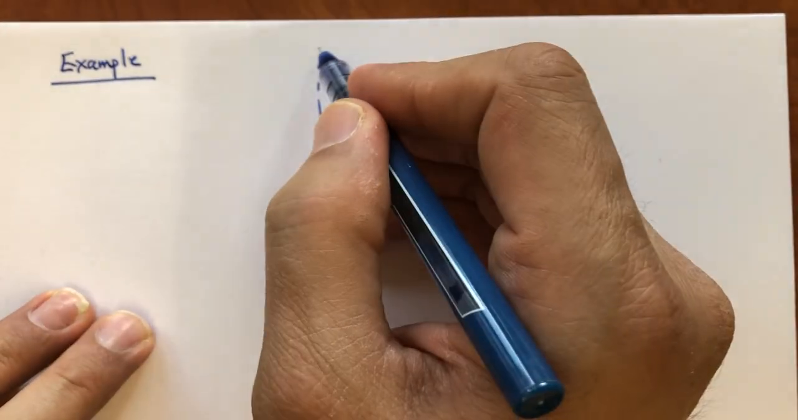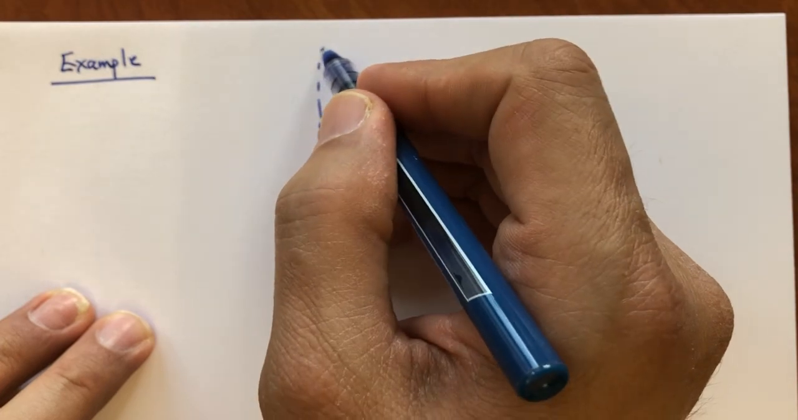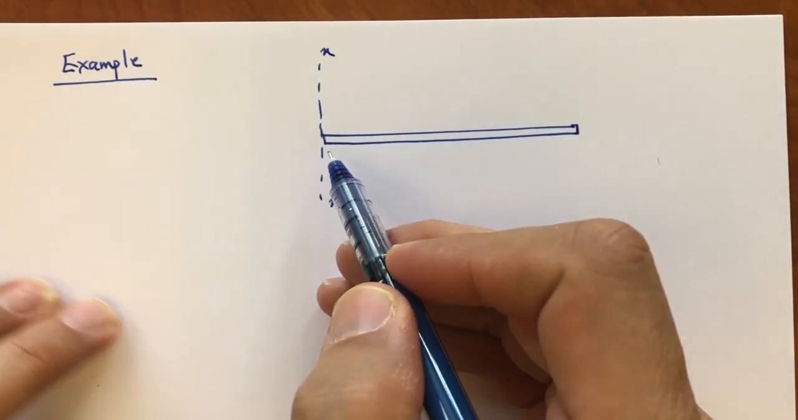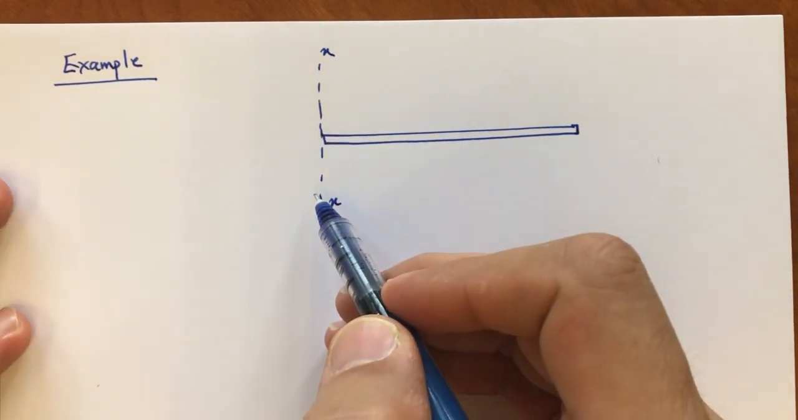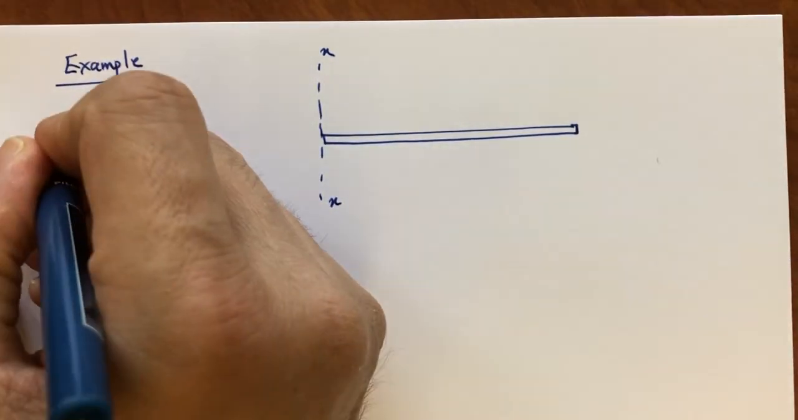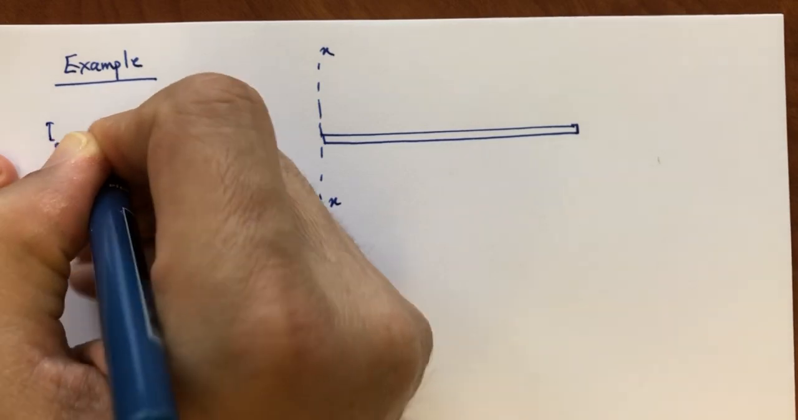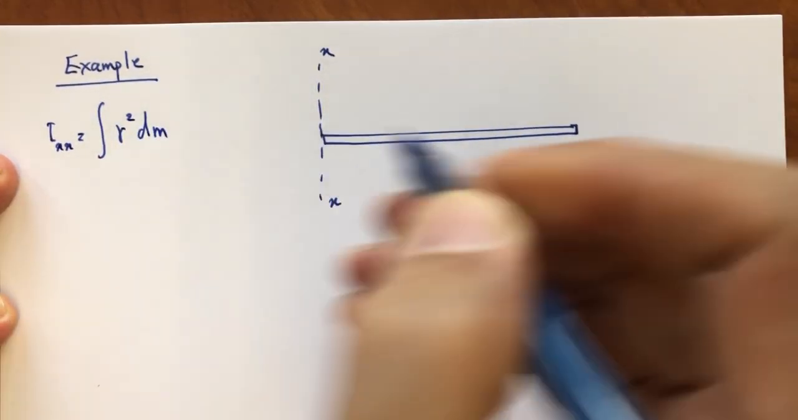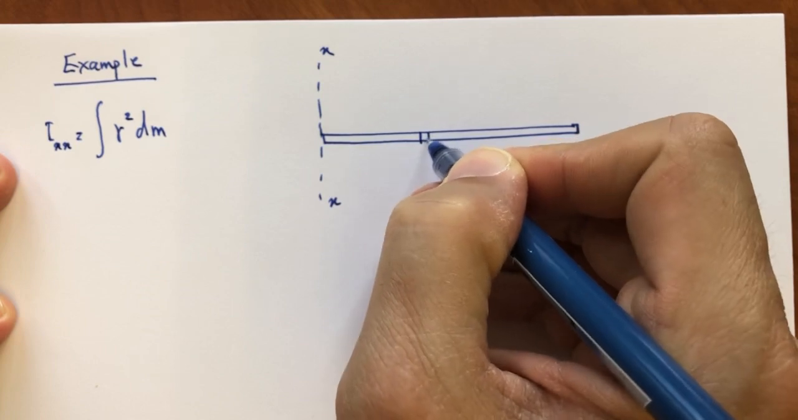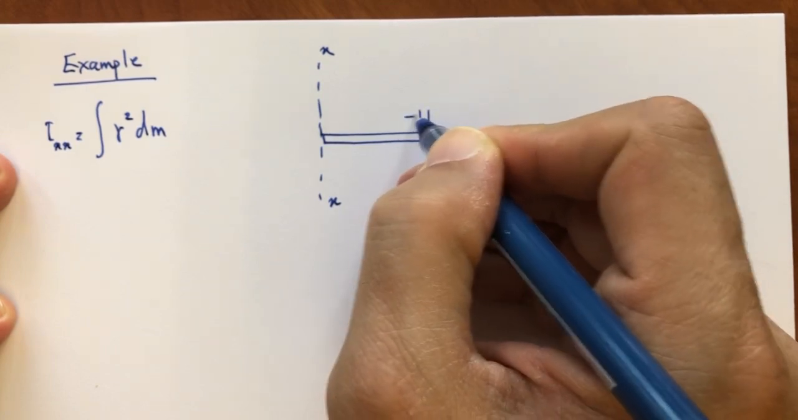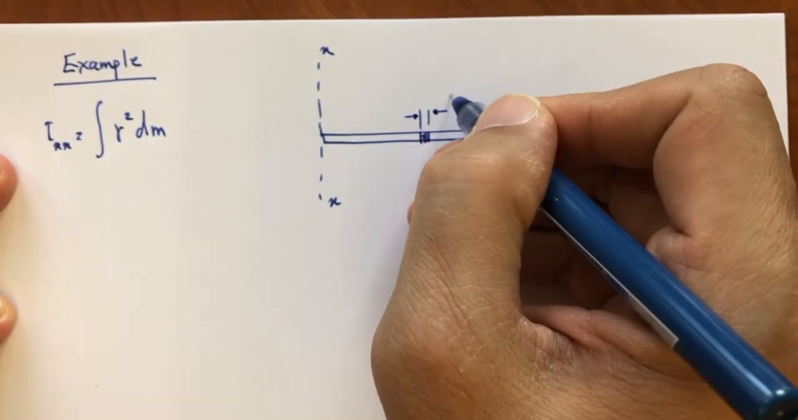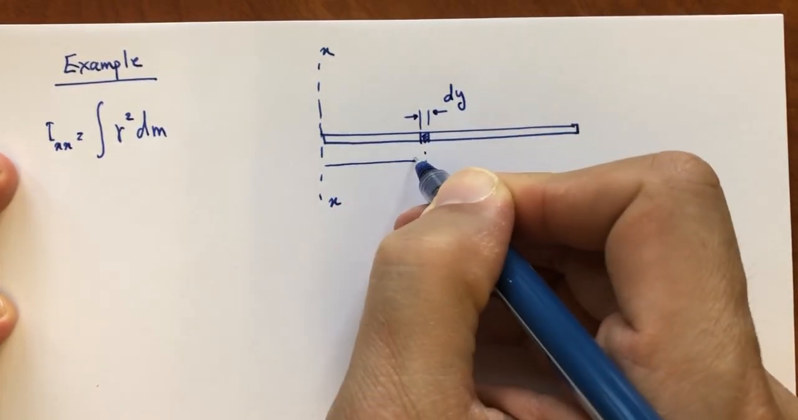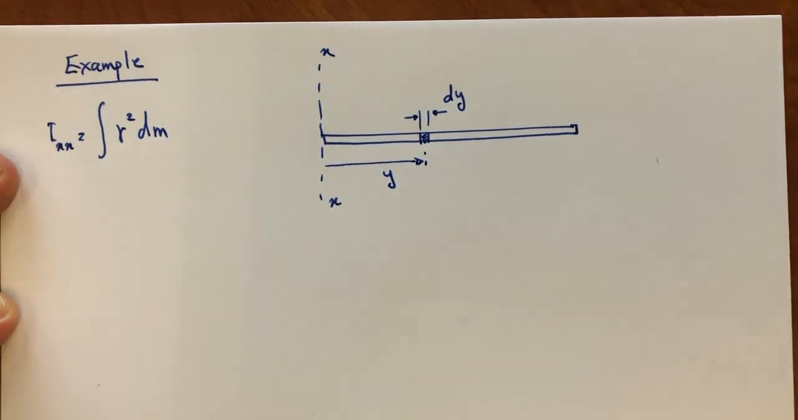This is axis, let's say XX, like the previous one. And I want to find the mass moment of inertia of the same mass about this one. So Ixx, based on definition, is equal to the integral of r squared dm. And I can choose this tiny element with the length of dy. And let's say the distance of it from the x-axis is y.